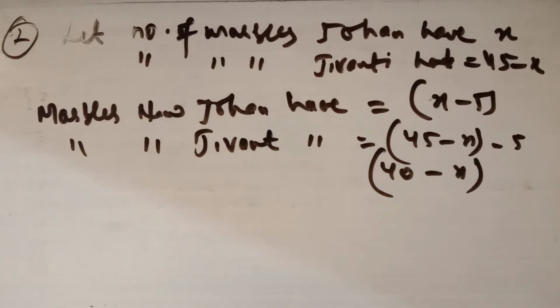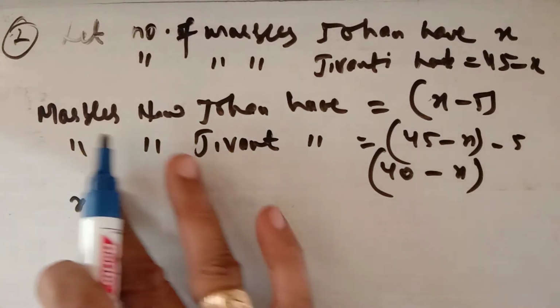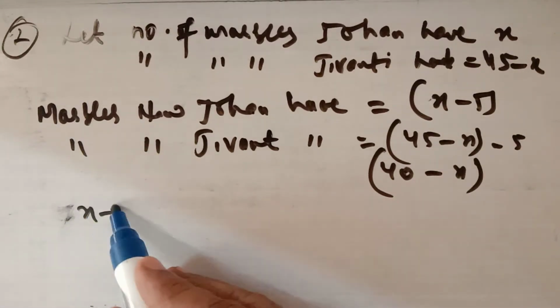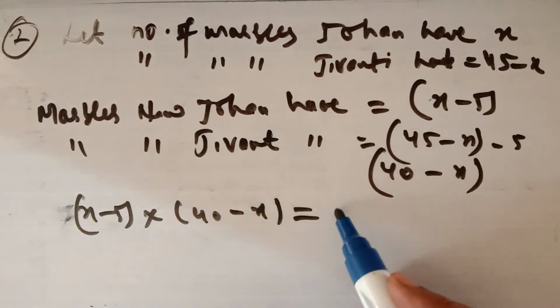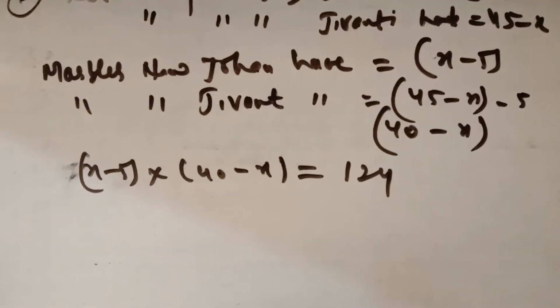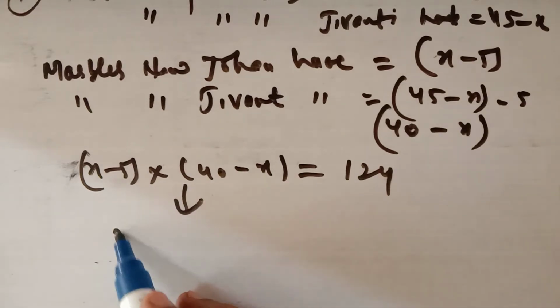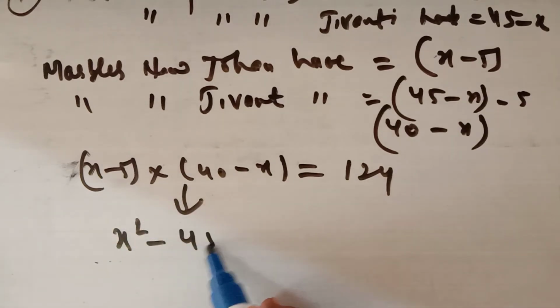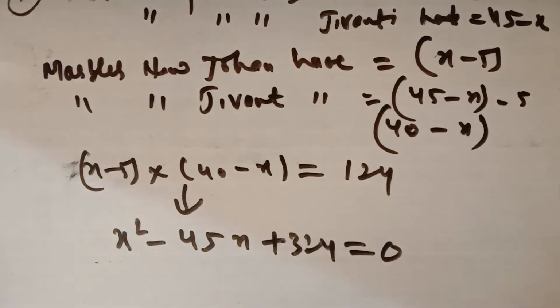And the product of these two is given as equal to 124. So x minus 5 into 40 minus x equals 124. The product of their marbles is 124 now. Multiply and open the bracket. Take all the terms to the same side. You will get a quadratic equation as x square minus 45x plus 324 equal to 0.